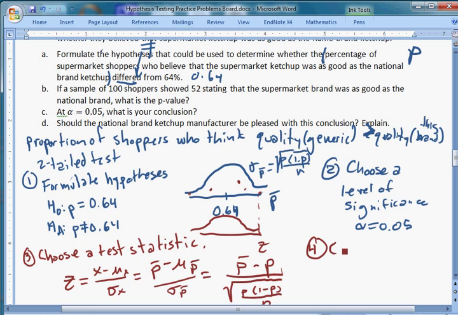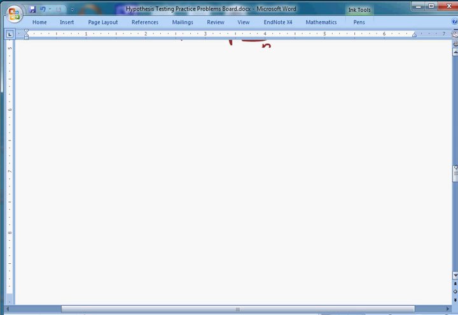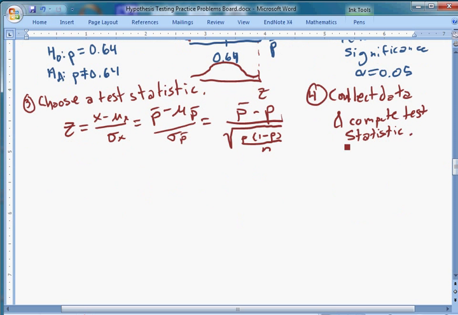Step 4 then is collect data and compute the test statistic. And we can figure out what we're looking for already. It's a good idea to do that, I think, because in order to compute the test statistic, we're going to need some things. What are we going to need? Well, we can look at our test statistic right there and see it. So we're trying to find z. We don't know what that is, right? But we're going to need p bar, we're going to need p, we're going to need n. Once we have those 3 things, we can calculate it.